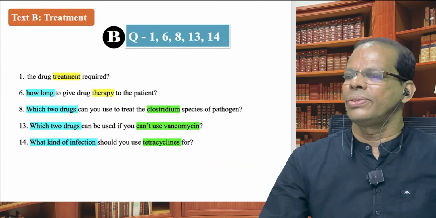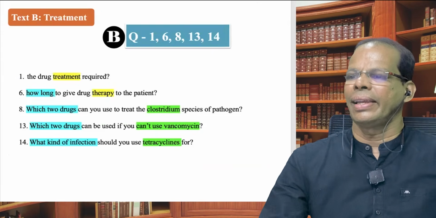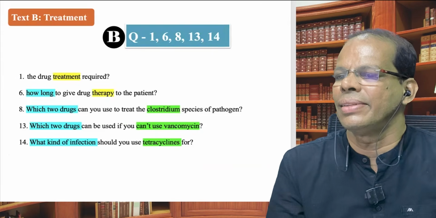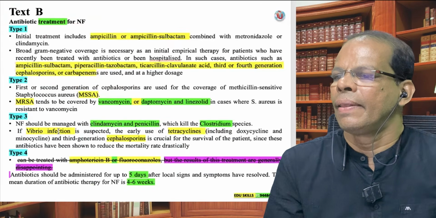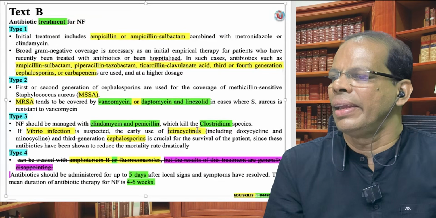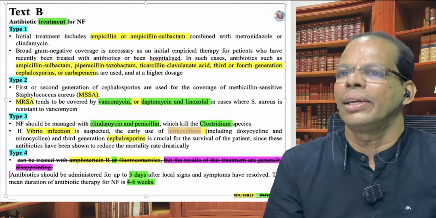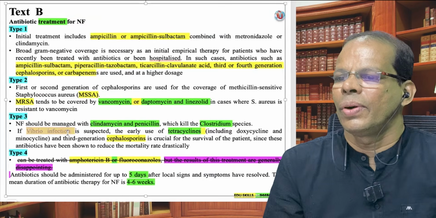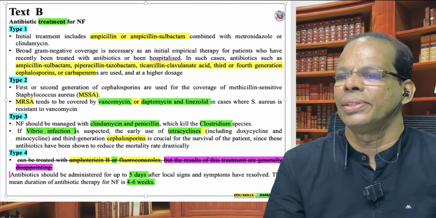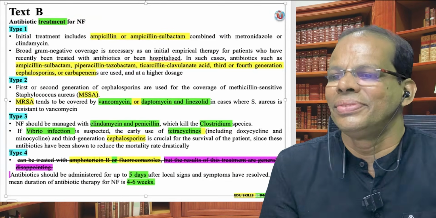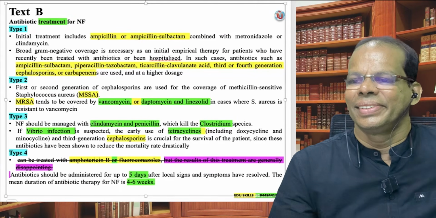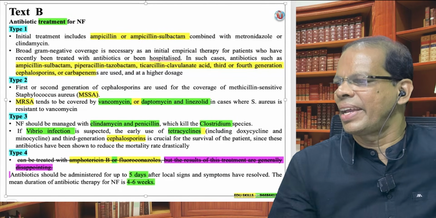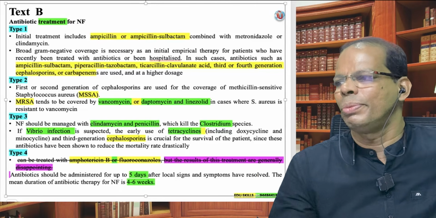Next, 14th one. What kind of infection should you use tetracyclines for? You have to look for tetracyclines. We have already highlighted it. What kind of infection? Vibrio infection. So what should be the answer? Vibrio or Vibrio infection? You can write Vibrio or Vibrio infection.